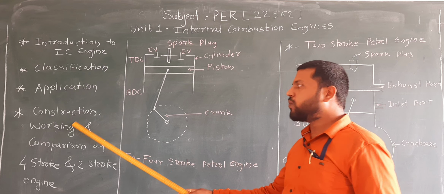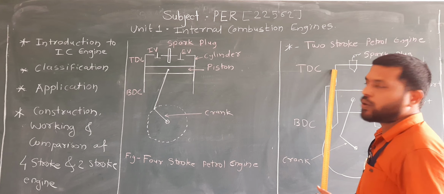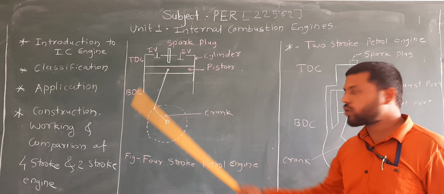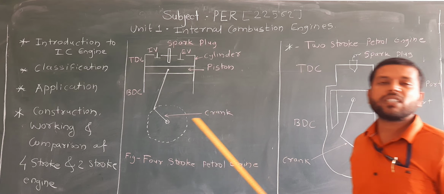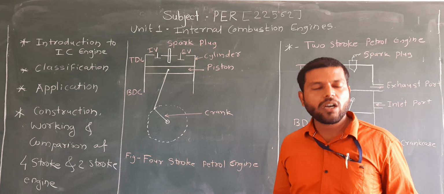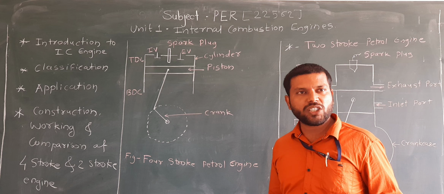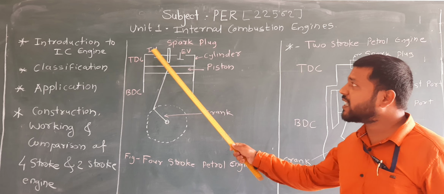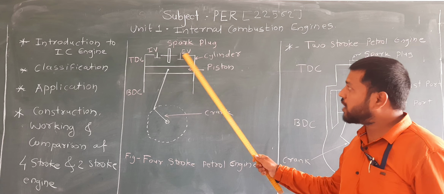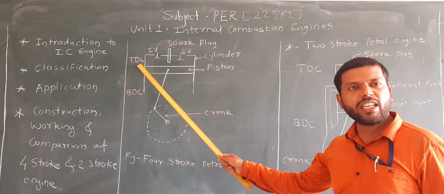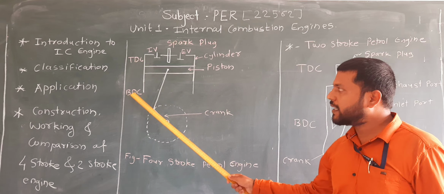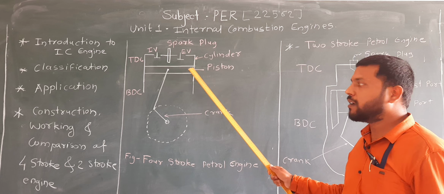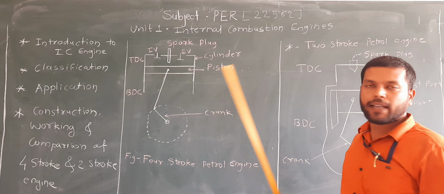Now, construction and working of 4-stroke engine and 2-stroke engine. Here is the figure of a 4-stroke engine. 4-stroke means there are 4 strokes: suction, compression, expansion and exhaust. Here we can see the inlet valve, the exhaust valve, TDC, that is top dead center, BDC, bottom dead center, and the cylinder, piston and crank.